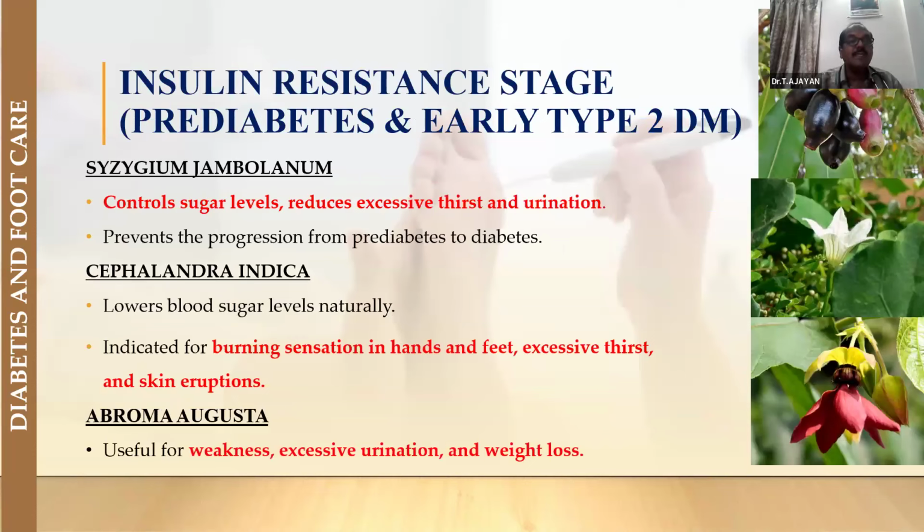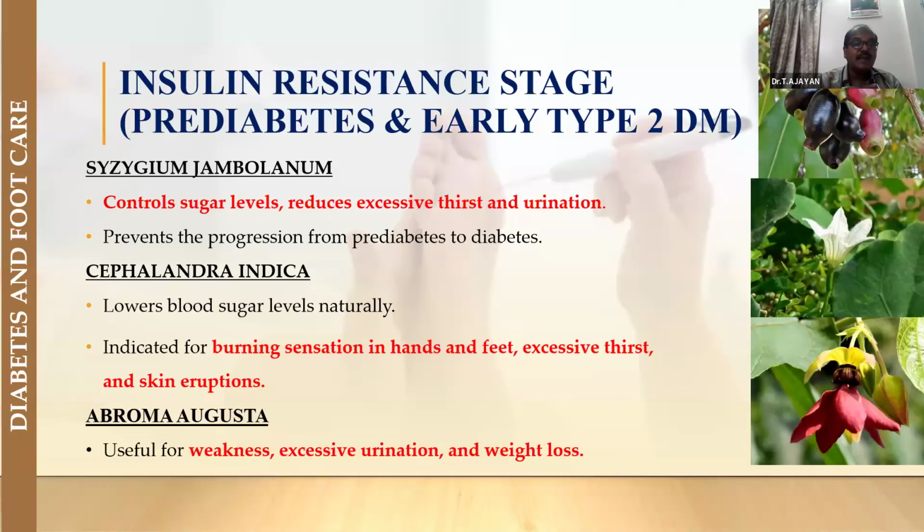Five minutes remaining. Insulin resistance, the pre-diabetic stage with early type 2 diabetes mellitus. Here, the symptomatology is very important. We widely use Syzygium jambolanum. In my practice, Syzygium jambolanum controls the sugar level, reducing excessive thirst and urination. For the very first classical symptoms of the pre-diabetic stage, we are using Syzygium jambolanum.